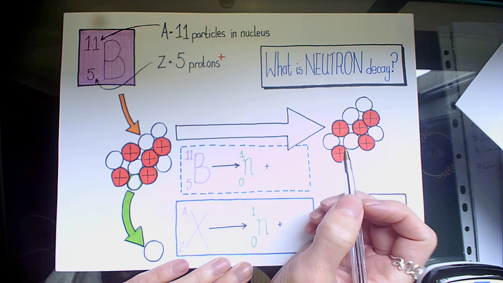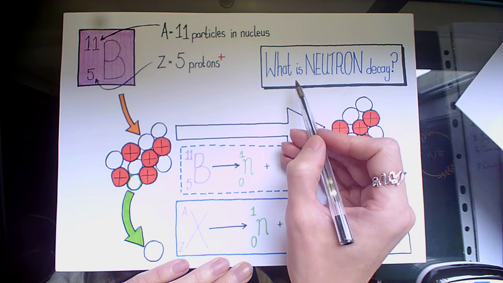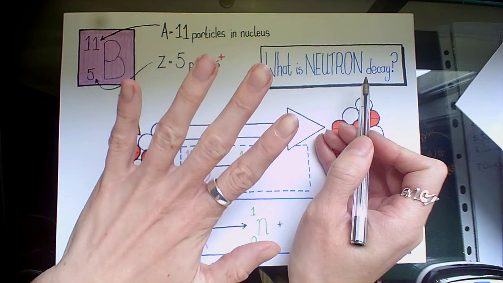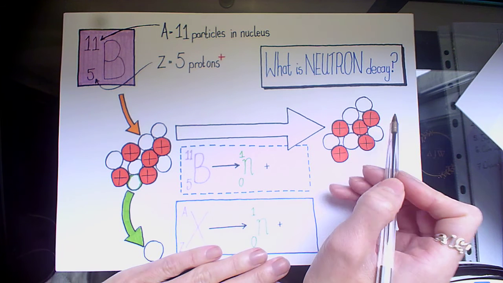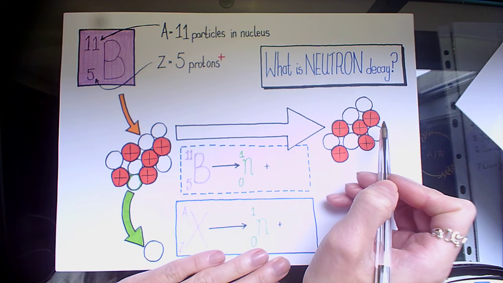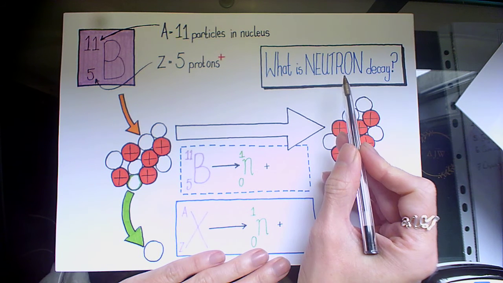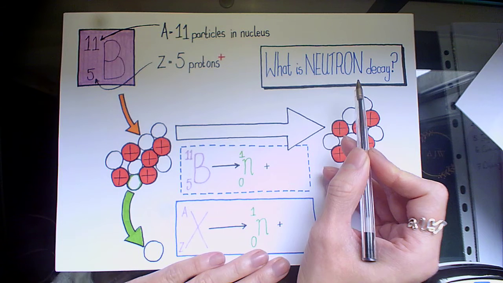Hi everyone and welcome to video number 6, the last but not least, and this one is all about neutron decay. This is the 5th possible option that an atom could use in order to decay to become nice and stable again. So this one is quite easy because it's exactly what it says on the tin. Neutron decay, a neutron is emitted. So let's have a look.